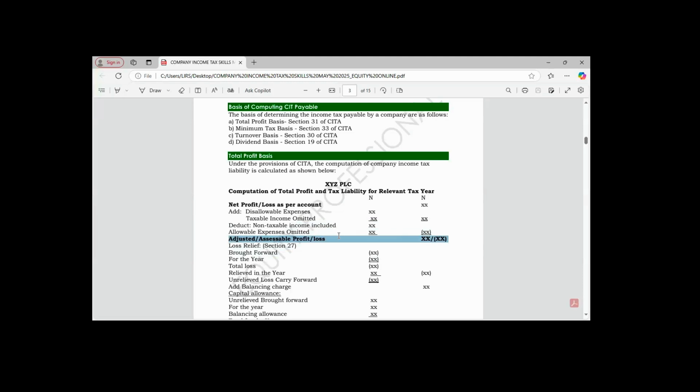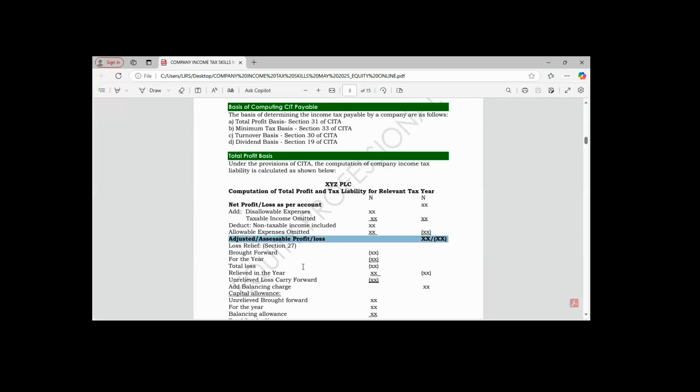Then I now want to ask us, we did loss relief earlier. Loss relief for company. What method of loss relief is available to a company? Who can remind us? You guys are not going through your notes. We have two types of loss relief: the current year loss relief and the carry forward loss relief. For a company, only the carry forward loss relief is available.